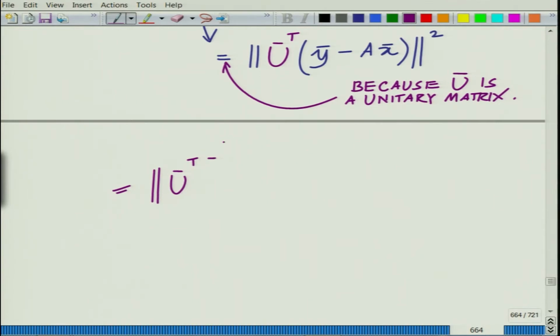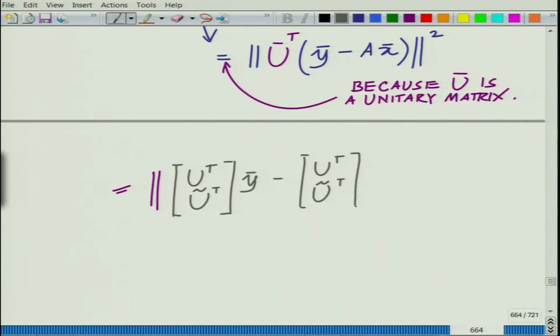Let us decompose y. Now, if you write it in terms of its components, this will be, remember, U transpose, U tilde transpose, times (y bar minus U sigma V transpose times x bar), norm square. That is essentially what you have, and now if you multiply these two quantities, you will see something interesting.